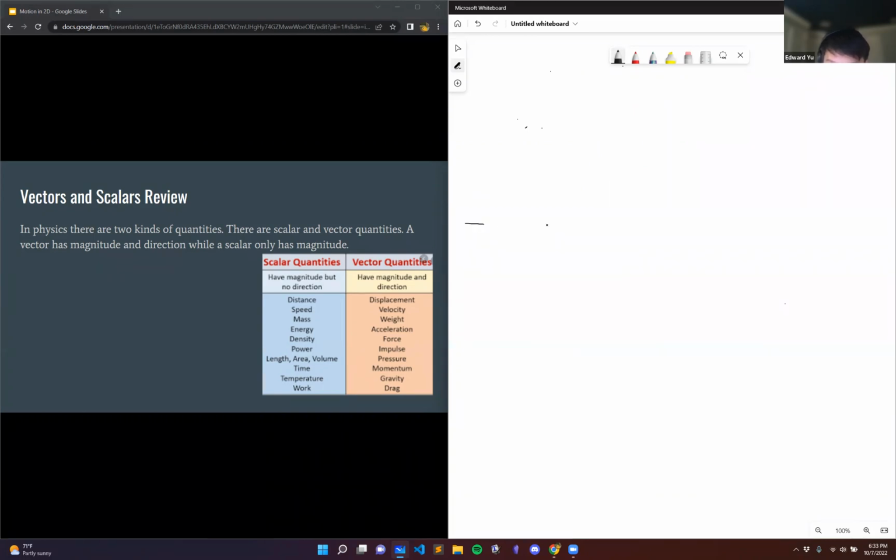So for example, if something goes 10 meters and then goes back 6 meters, the scalar quantity for that would be distance. So it would be just 10 plus 6 equals 16 meters. But the displacement for that would only be 4 meters, because since it's going 10 meters to the right and then going back 6 meters, it would be 10 minus 6. So it would just be 4 meters for displacement. So that's a review of those things.